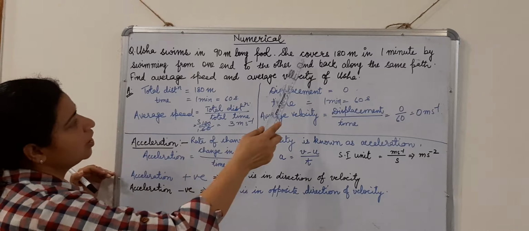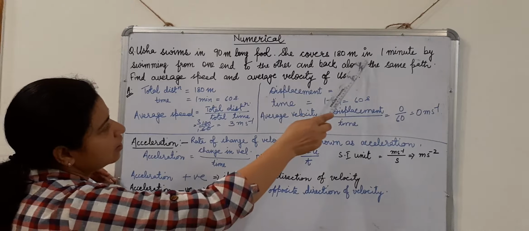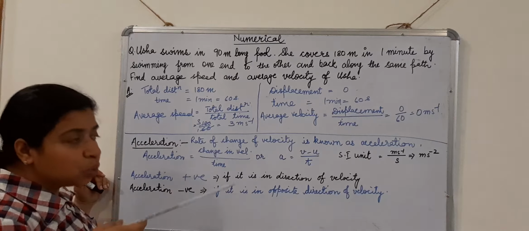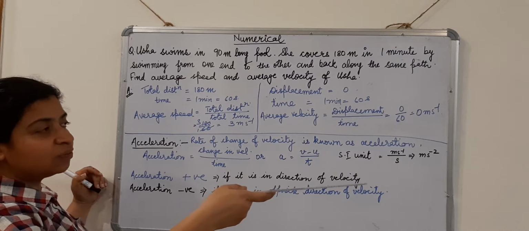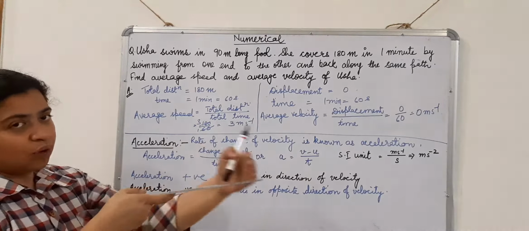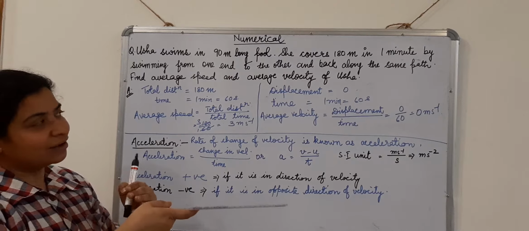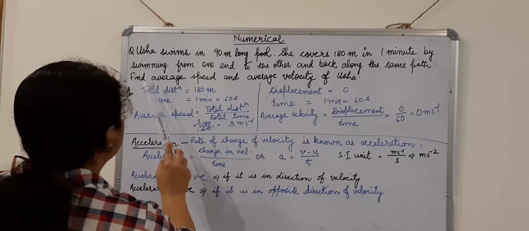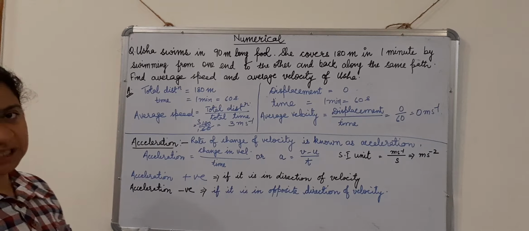It is mentioned here. She covers 180 meter in 1 minute. It takes 1 minute for her to go along the full length of the pool and then come back. For both the motions, for going and for coming back together, she takes 1 minute. Find the average speed and average velocity of Usha.